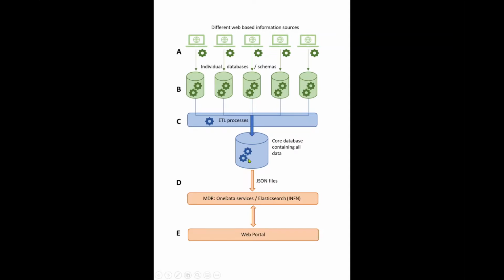Once it's in the core, the data is available to generate the JSON files, which are used to communicate with the OneData services and the Elasticsearch services provided by INFN, and those are in turn used to power the web portal.